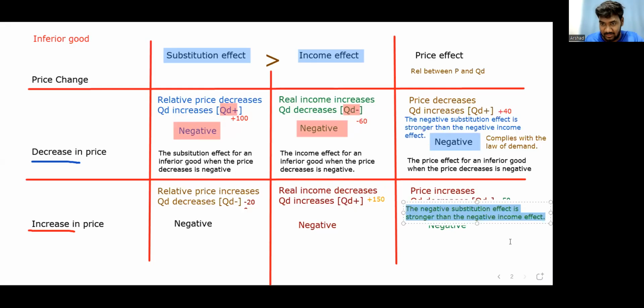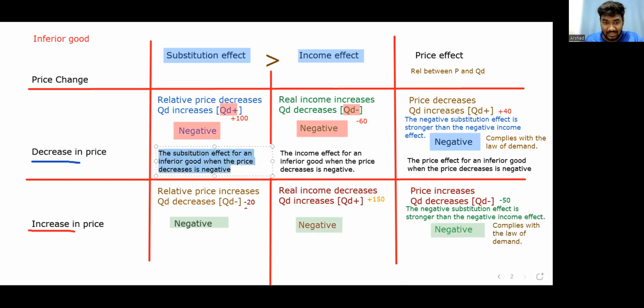So this is greater than this. So this is therefore negative, right? Negative means complies with the law of demand. So this is negative, this is negative, this is also negative. Negative means complies with the law of demand, right? I'm just putting everything here. You don't have to write everything, but it's easy to keep in mind. So then what is the summary here?